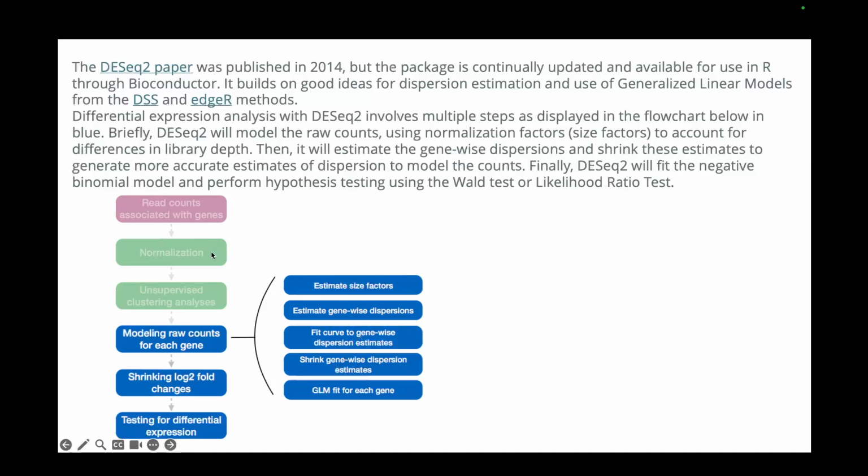So you start with read counts, normalize, you do clustering and everything. QC, you have done. Now you apply DESeq to your data, and these are the 5 steps it follows. At first, it estimates size factors. Next, it estimates gene-wise dispersions. Next, it fits the curve to gene-wise dispersion estimates. Then it shrinks gene-wise dispersion estimates, and at last, it fits a generalized linear model for each gene.